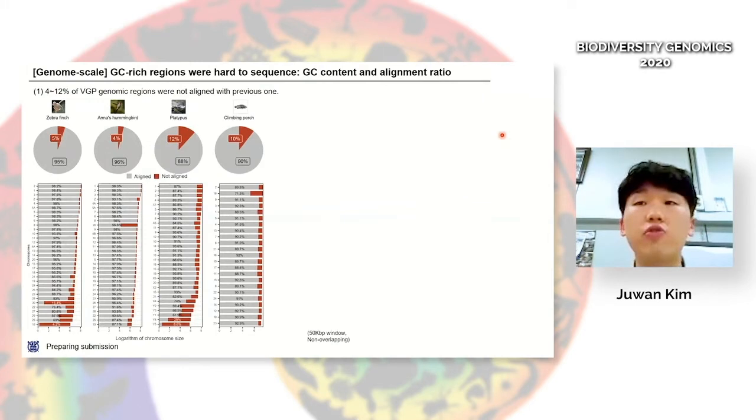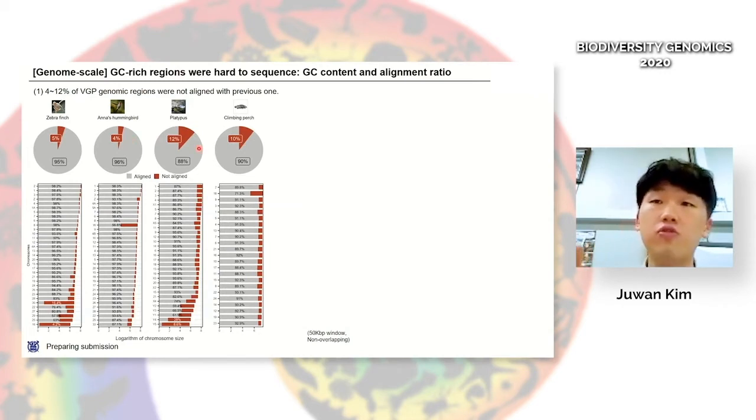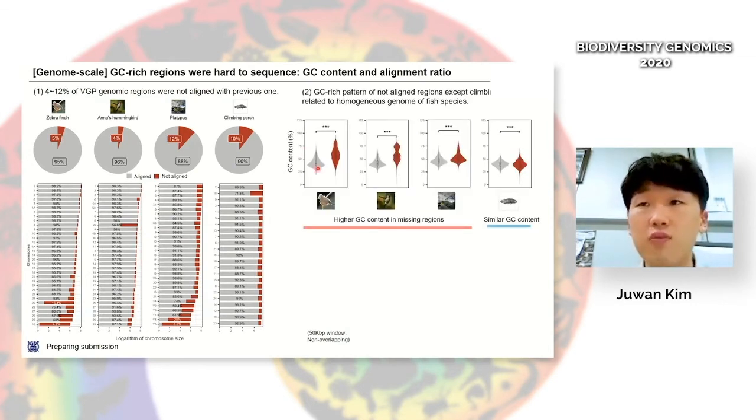Here we show the ratio of genome-wide alignment between VGP and previous assemblies, and as you can see, from 4 to 12% of VGP genomic regions were not aligned with the previous one, which can be regarded as an approximation of the previously missing ratio as well. Besides the difference of missing ratio among assemblies or among chromosomes, we also discovered that all species except climbing birds showed higher GC content in the not aligned region compared to that of the aligned region.